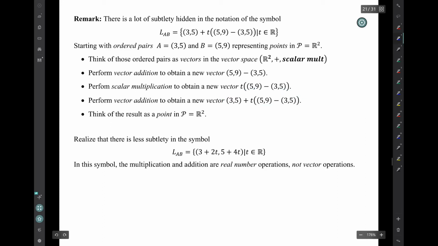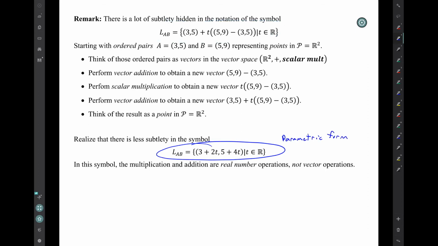Now there's less subtlety in this symbol. Remember that I simplified this expression to write it in this parametric form. In this symbol, the multiplication and addition are real number operations. They're not vector operations. So this whole thing is just a set of points. It's just that the description of what's inside the points involves this letter t.